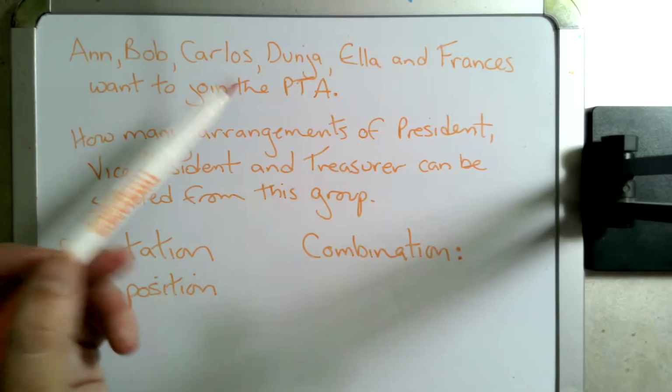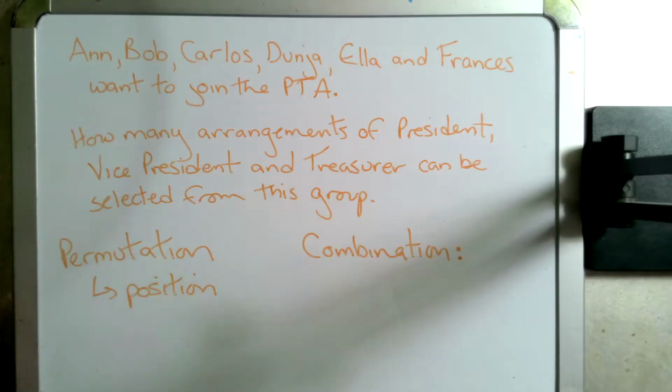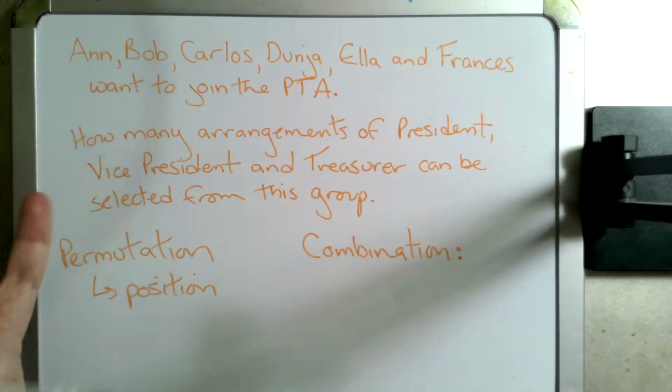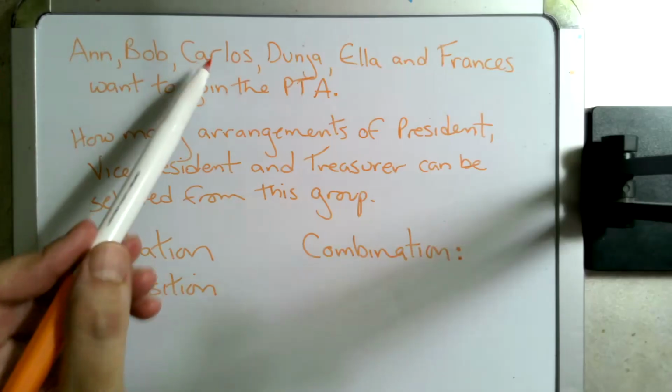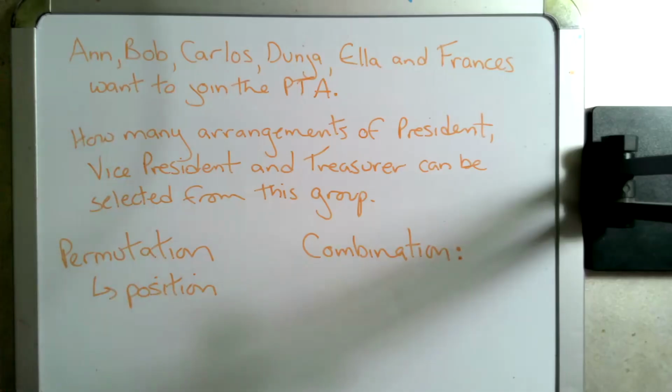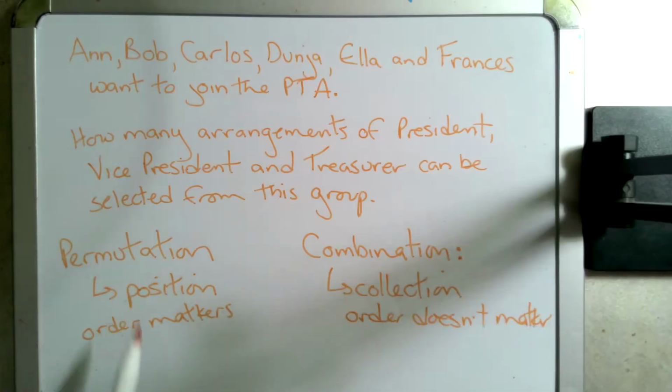So let's say these people are all on the PTA and they're going to form a fundraising committee. Then Anne, Bob, and Carlos being on the committee is not any different than Bob, Anne, and Carlos, is not any different than Carlos, Anne, and Bob, and so on and so forth. So permutation: position, order matters. Combination: collection, order doesn't matter.